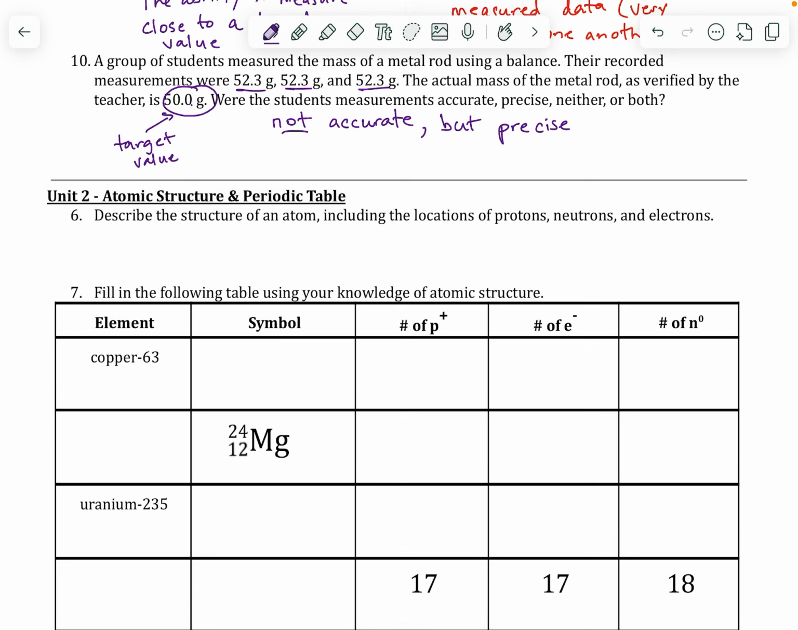All right, here is video 2. We're talking about the atomic structure and the periodic table. Describe the structure of an atom, including the locations of protons, neutrons, and electrons.